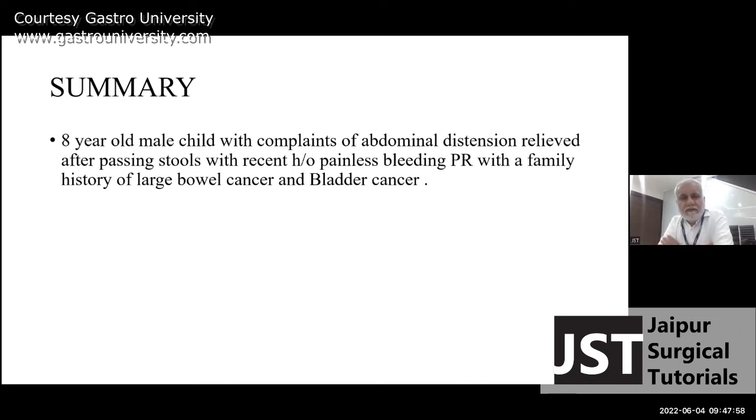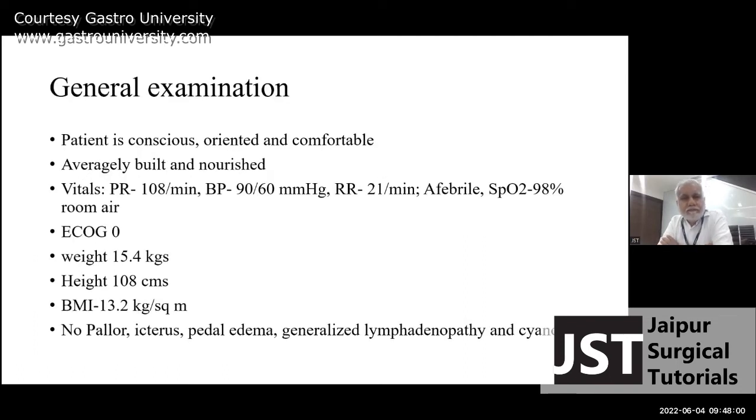Please carry on. Examination. Patient is conscious, oriented, and comfortable. He is averagely built and nourished. Vitals: pulse rate is 108 beats per minute. Blood pressure is 90 by 60 mmHg. Respiratory rate is 21 per minute. Febrile. Saturation is being maintained on room air at 98%. ECOG score is 0. Weight is 15.4 kg. Height 108 centimeters. BMI is 13.2. There are no signs of pallor, icterus, pedal edema, generalized lymphadenopathy, and cyanosis.